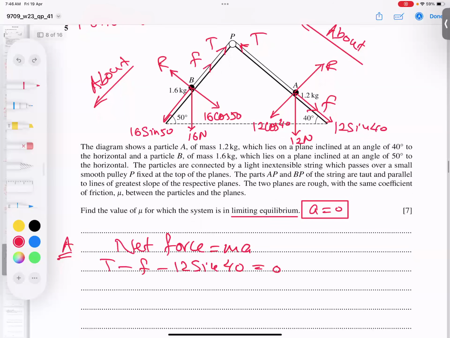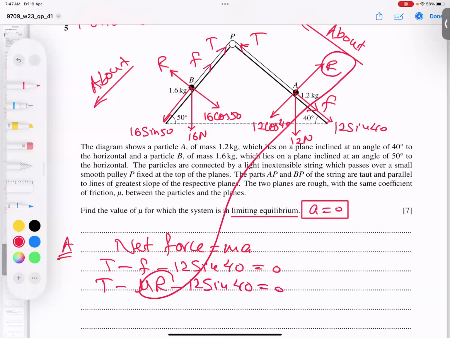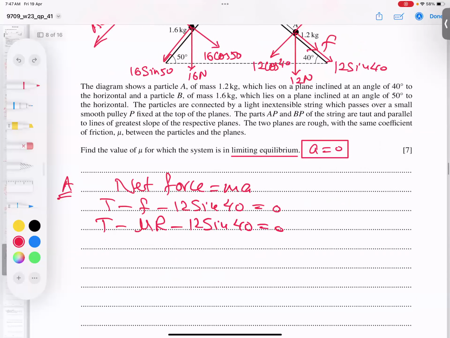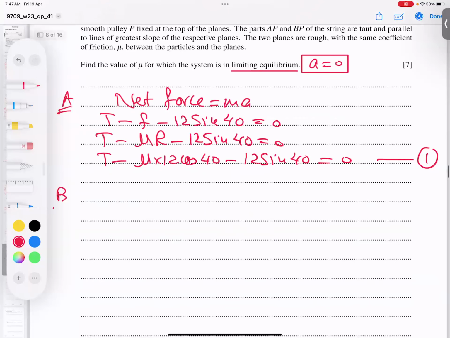But the thing is that it is not over, because friction is mu R. And R is what? R equals 12 cos 40. And times 2, mu you write before or after, no problem. 12 mu, you can write even 12 mu times 2 cos, or mu times 2, no problem at all. Mu times 2 12 cos 40 minus 12 sine 40 equals to 0. Equation 1 ready for the B particle.